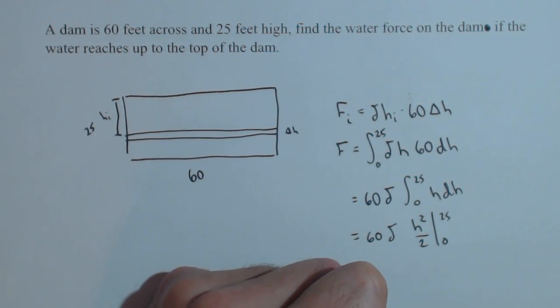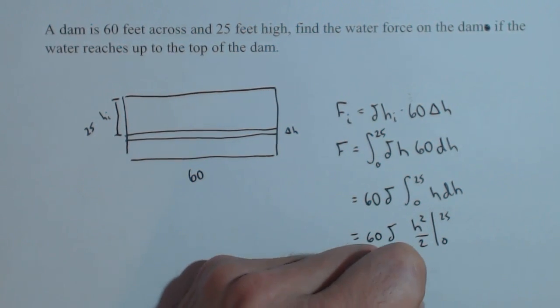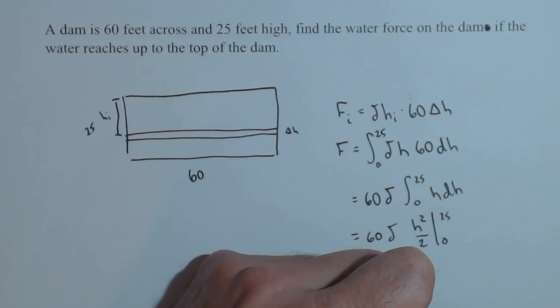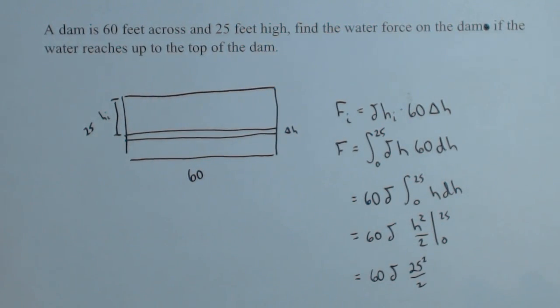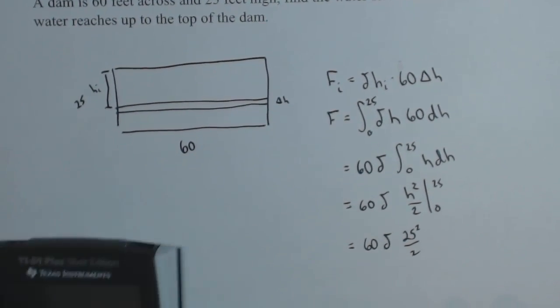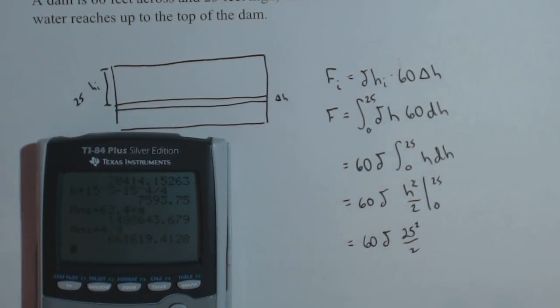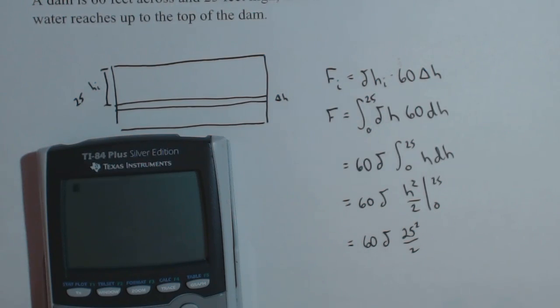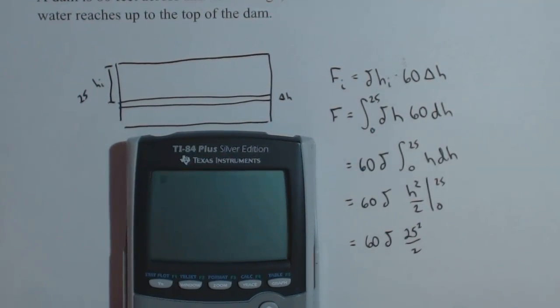And we end up with 60 delta times 25 squared over 2. We don't have to worry about plugging in the 0 because it's just going to zero out. And we can now put this into a calculator at this point. We have all our numbers. We'll put it in exactly how it's written.